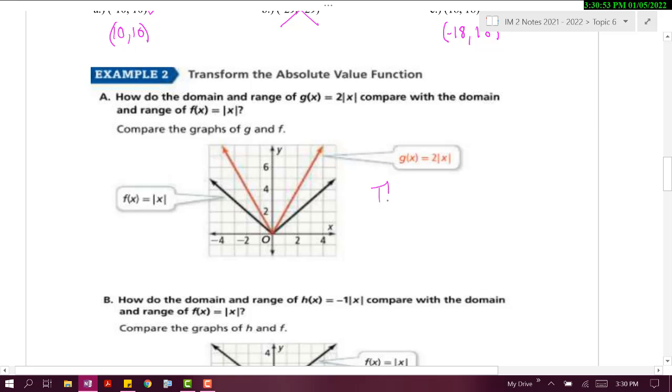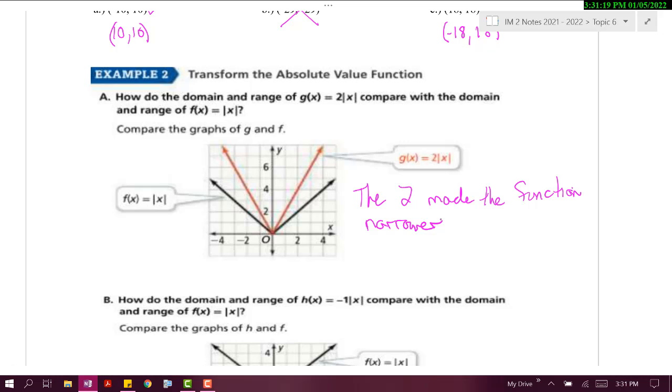Let's see, put this in a better way. The 2 made the function narrower, or a vertical stretch, although we don't really use that. And the domain doesn't change. It's still going all the way up, all the way down, or all the way left, all the way right, just not down.